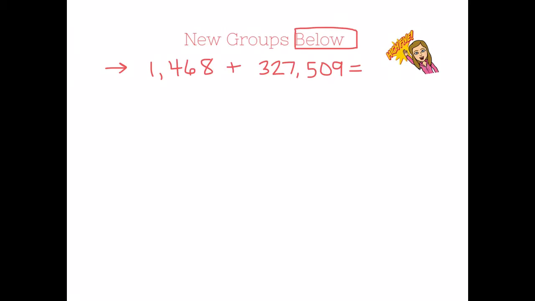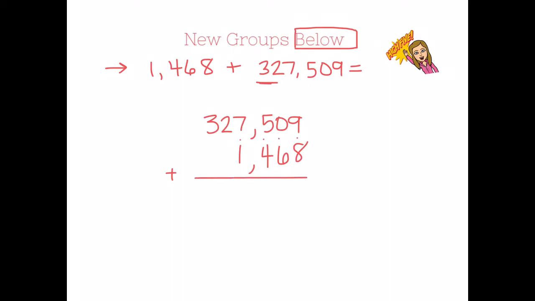I always recommend you write the larger number. So this one's only in the 1,000 place, this one's in the 100,000. So 327,509 will go on top. And to that I will add 1,468. Again, make sure that you're lining up your numbers so that the place values are lined up perfectly.